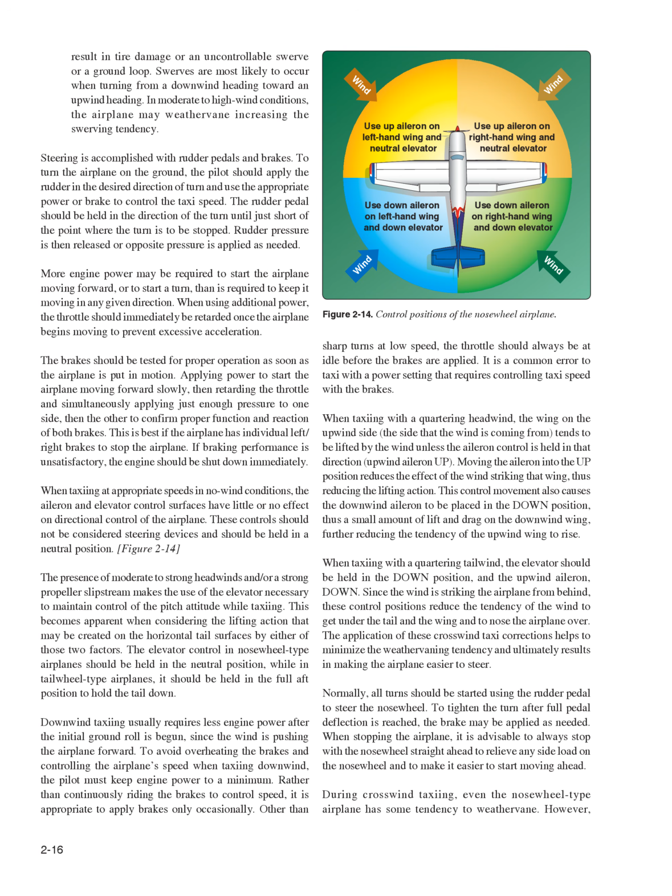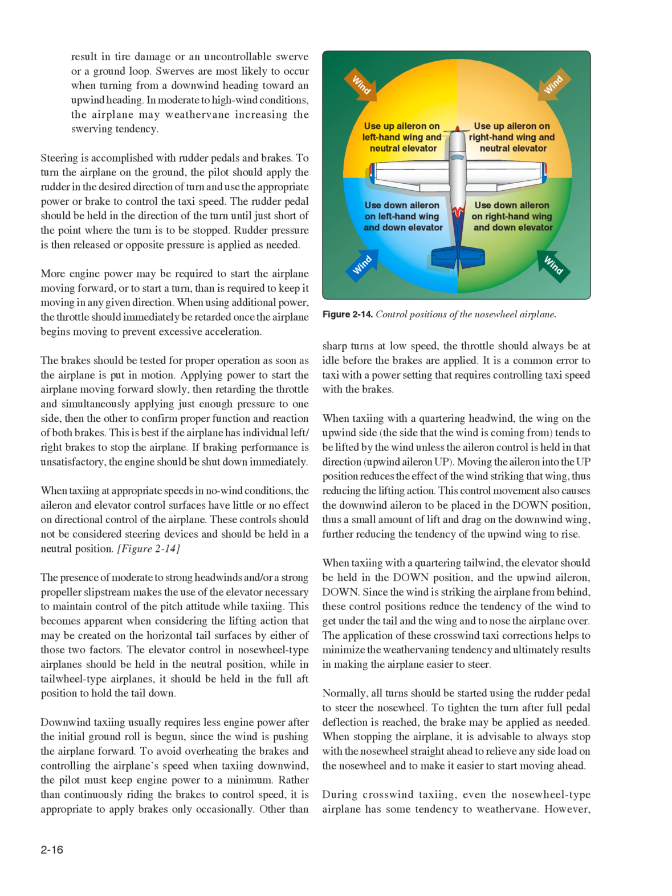This control movement also causes the downwind aileron to be placed in the down position, thus a small amount of lift and drag on the downwind wing, further reducing the tendency of the upwind wing to rise. When taxiing with a quartering tailwind, the elevator should be held in the down position, and the upwind aileron down.